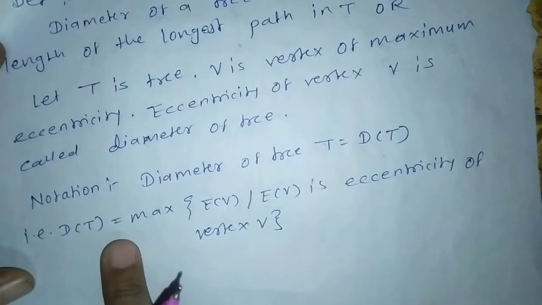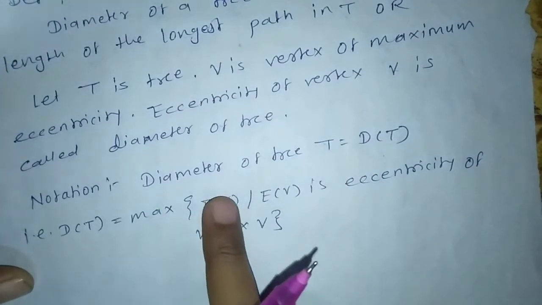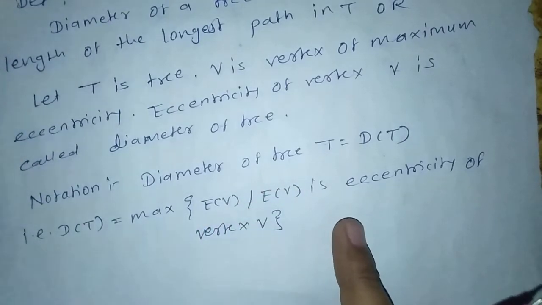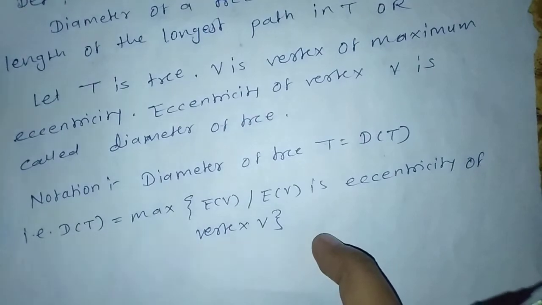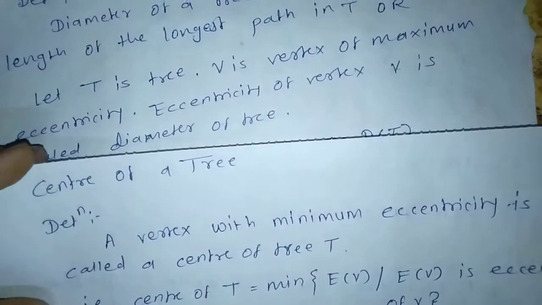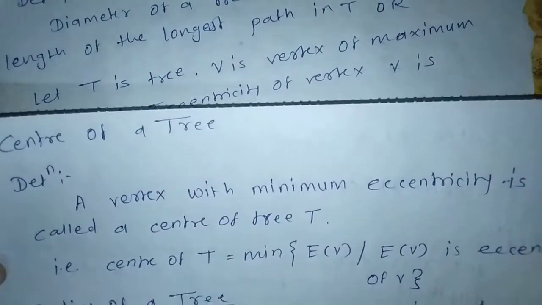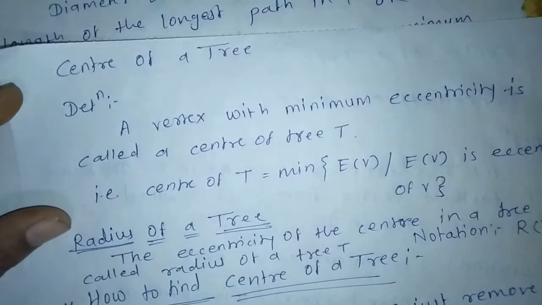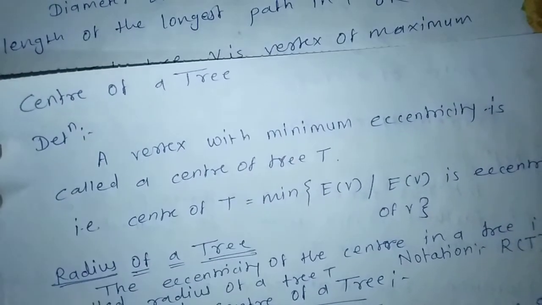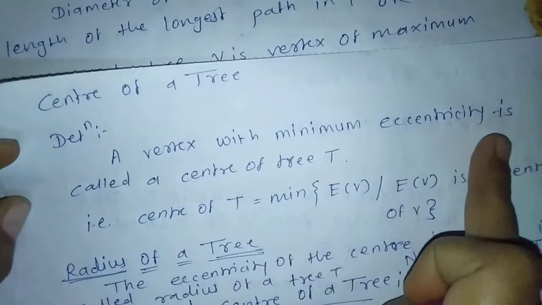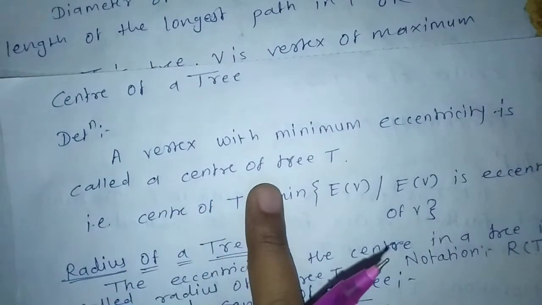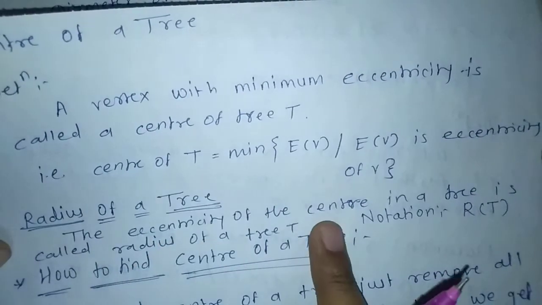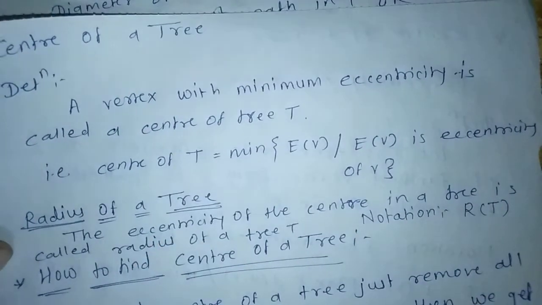That is, D of T is equal to maximum of E of V, such that E of V is the eccentricity of vertex V. For this, it is also important to know the center of a tree and radius of a tree. Center of a tree means a vertex with minimum eccentricity is called a center of tree, and radius of a tree means the eccentricity of the center in a tree is called radius of a tree.